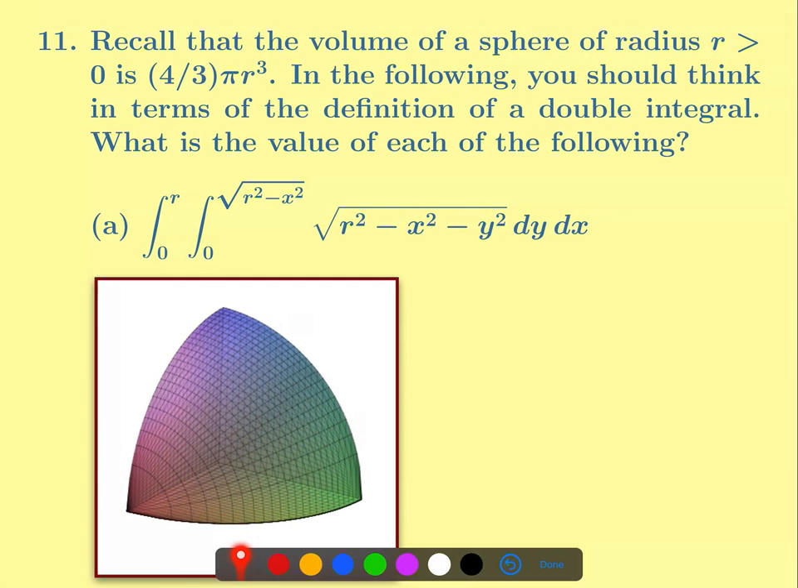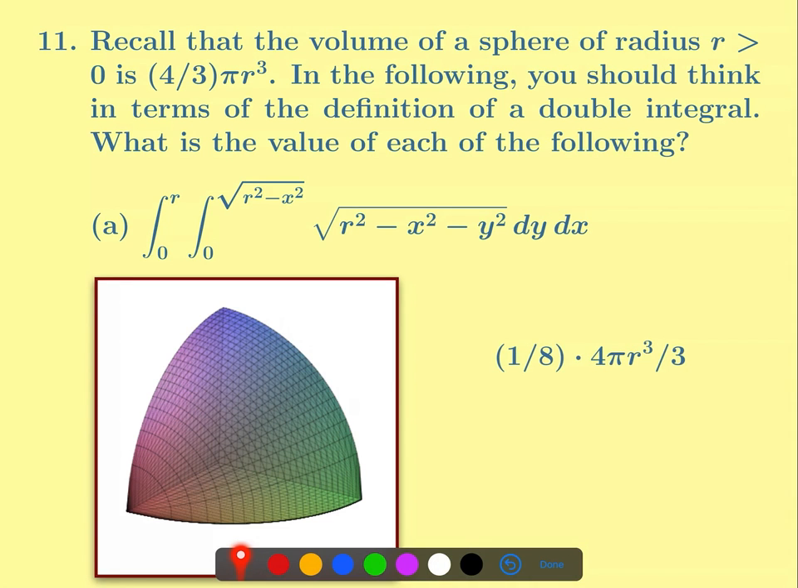So to evaluate this double integral, we just want to know the volume of this solid here. That is the value of this double integral, after all. And the volume of that solid will be 1/8 of the volume of a sphere of radius r, because this is just the part of the solid in the first octant.